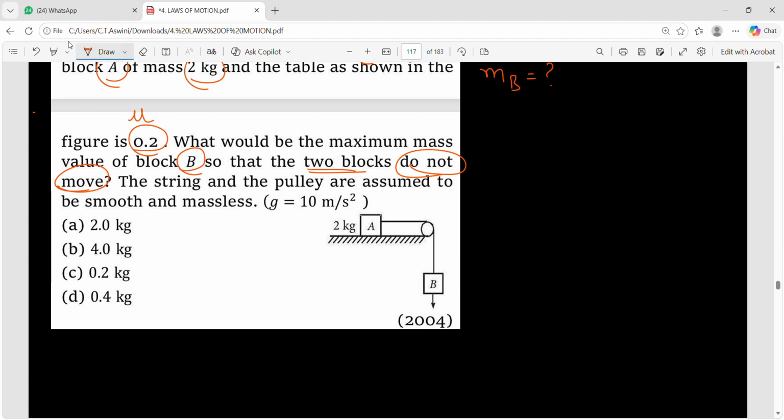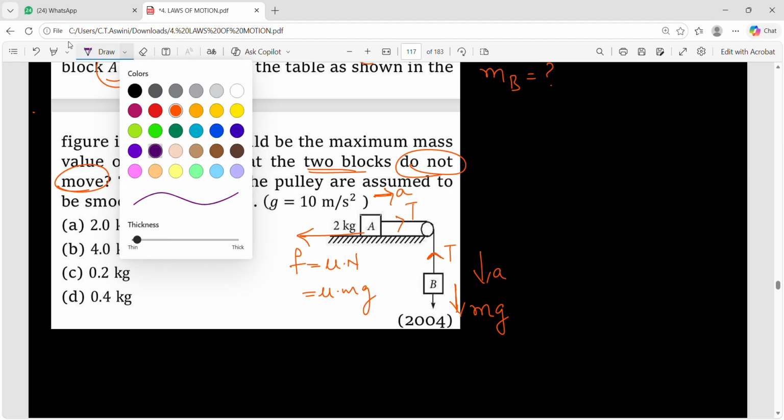When they will not move, first understand the scenario. Block B is hanging, so its weight will be downward, M into G. And it is suspended with the rope, so tension will be in the upward direction. When block B moves down because of the weight, this is the direction of acceleration. Now with the same acceleration, A block will move forward. So frictional force will be in the opposite direction. This is equal to mu into N.